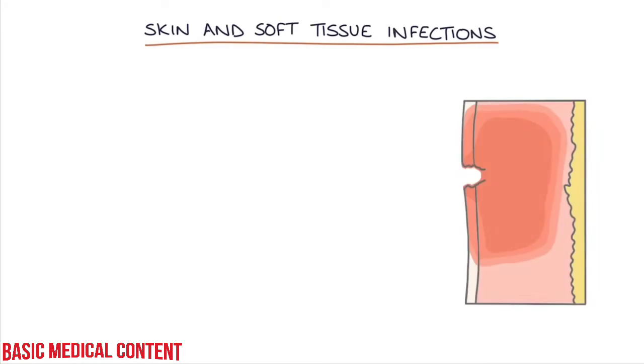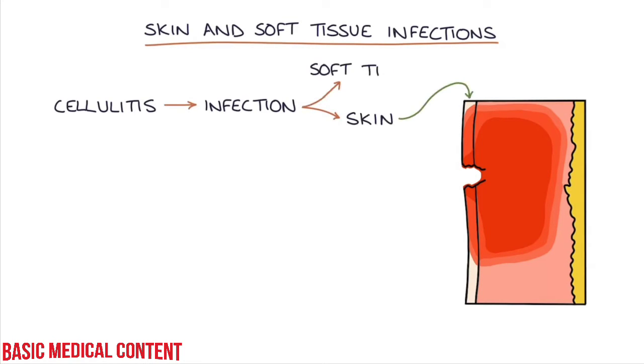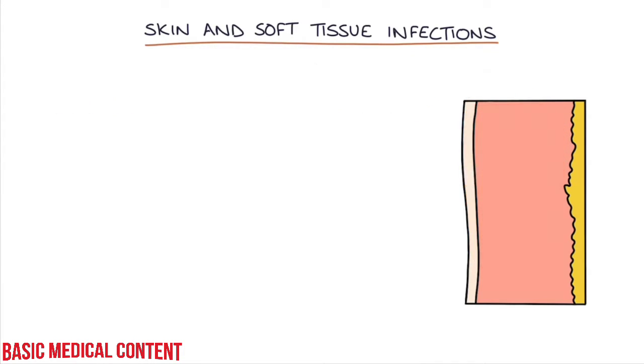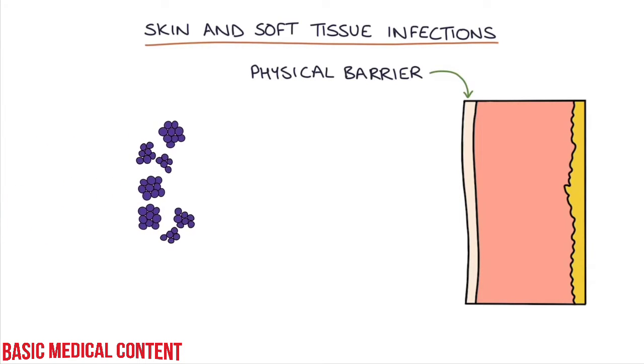In this video, I'm going to be going through skin and soft tissue infections. Cellulitis is an infection of the skin and the soft tissues underneath. Skin is normally a very effective physical barrier between the environment and the soft tissues underneath.